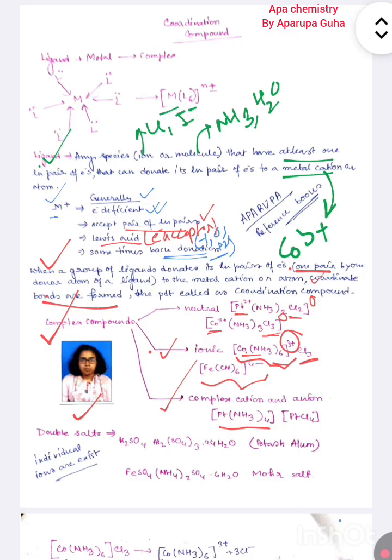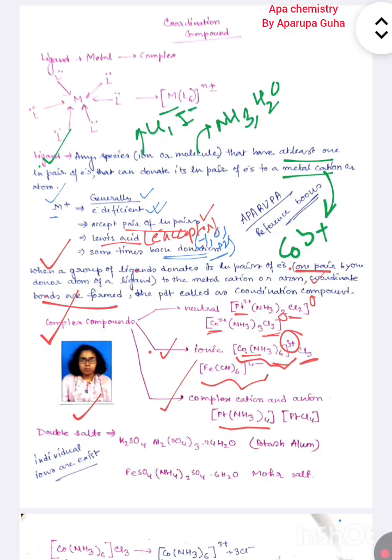Similarly, when a group of ligands donate their lone pairs to the metal, there must be a compound within a third bracket, and they can never be dissociated. They become a single entity that is called a coordination compound. And they may be neutral, they may be cationic, they may be anionic.